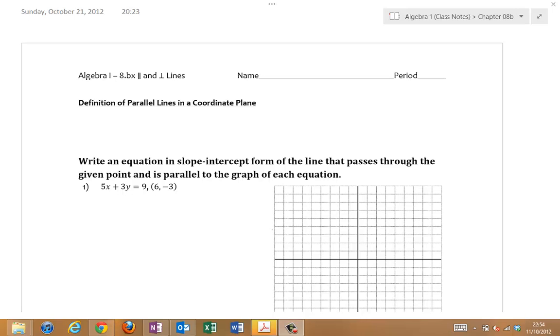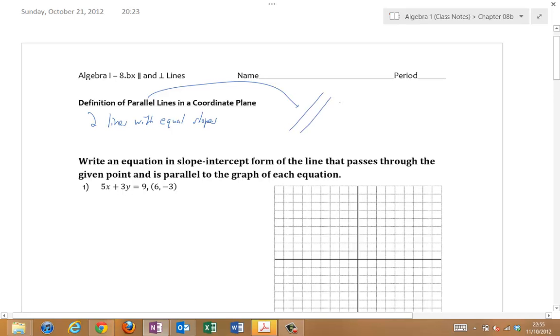Okay, let's get started. Parallel lines, as many of you may remember or have started to figure out, the definition of parallel lines would be two lines with equal slopes. So what does parallel mean? Well, it means a few things. It means that if I draw a line and I draw another line next to it, they will never cross. This means they'll never intersect, which means that there's no common points between the two of them.